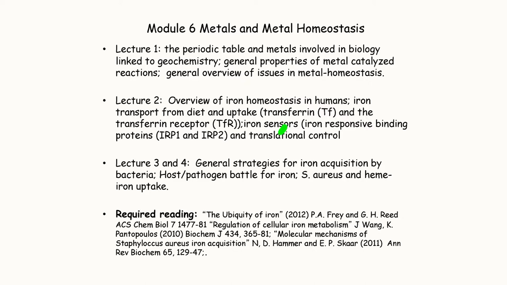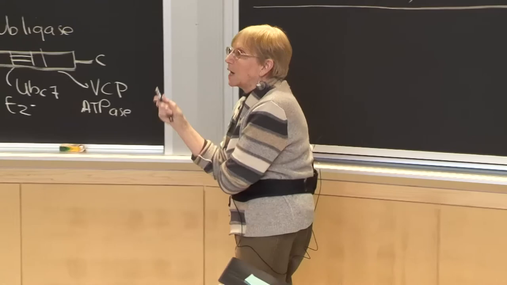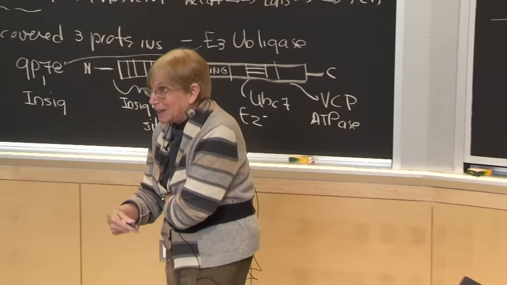Then in lecture two, I'm going to talk about metal homeostasis in general. Okay, and that would could be applied to any of the metals I'm going to show you in the periodic table, but I'm going to focus on iron. Okay, and then in the second lecture, we're going to focus on iron homeostasis in humans. And we're going to look at iron transport from the diet, where we heard this from. How does it get taken into the cell? It can get taken into the cell, we'll see a number of ways, but receptor-mediated endocytosis, where have we seen that?